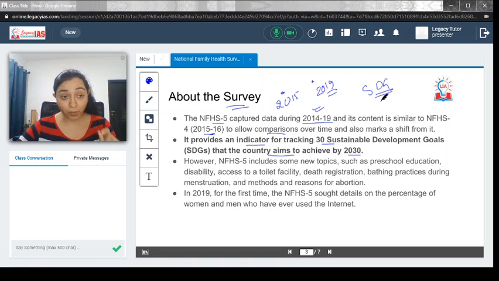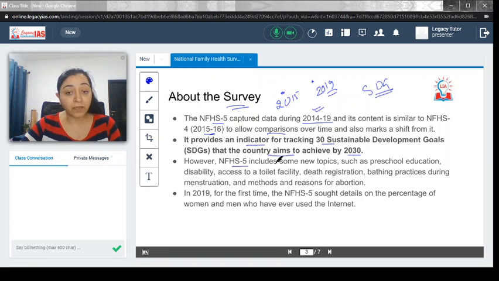So there is a body in India which is taking care of the SDG goal, and this particular survey will try to capture the data in such a way that it could be made possible to see whether India is on track to achieve its 2030 goals under SDG or not.